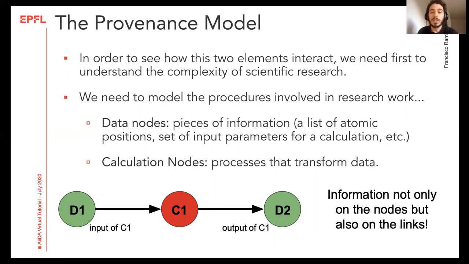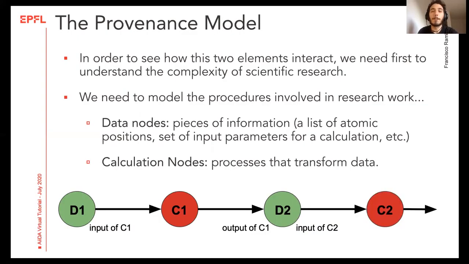Now, this is only a single step, but a scientific process or a scientific workflow will involve several of these steps, and many of them will be operating over data created by its predecessors, as here is doing C2 over D2. Then it becomes more evident how there is information on the links, as the same node, in this case D2, can act both as an output to the calculation C1 and also as an input to calculation C2.